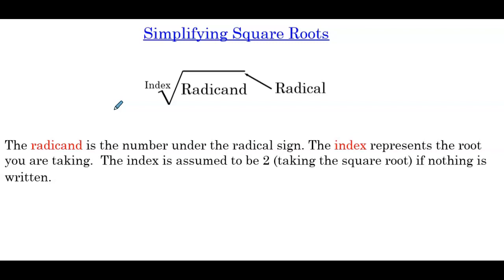Now in general, remember what we're trying to do when we evaluate a square root. The square root of 25 is 5. Why is that? Because 5 squared equals 25. We're trying to find a number that, when multiplied by itself, gives us the radicand. Okay, so we're going to keep that in mind as we go through simplifying square roots.